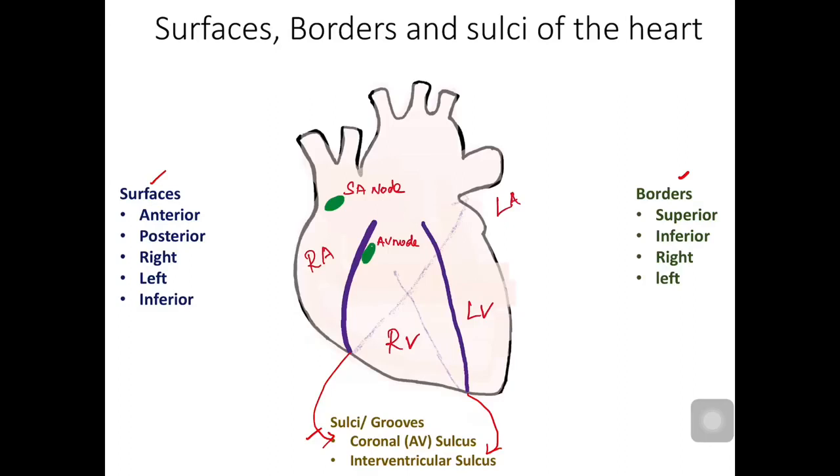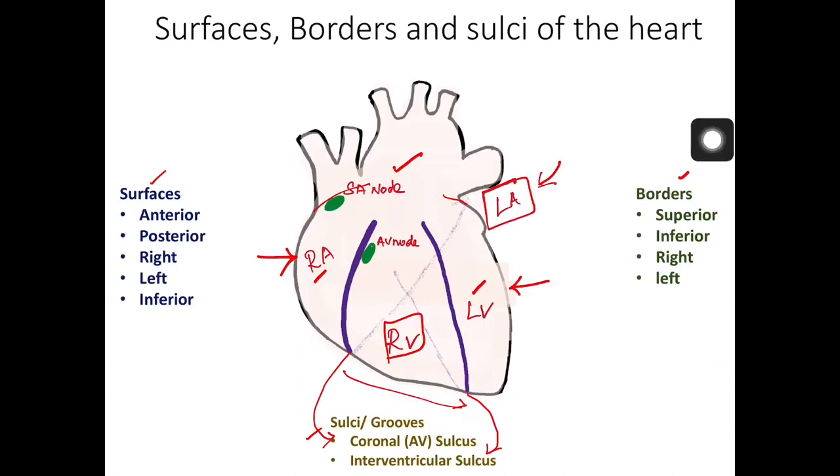The anterior surface of the heart is mainly formed by the right ventricle, with some contribution from the left ventricle and the right atrium. The right border and the right surface are formed by the right atrium, the left border and the left surface by the left ventricle, and the inferior border by both the ventricles. The superior surface is formed by both the atria and the great vessels. The posterior surface is mainly formed by the left atrium.